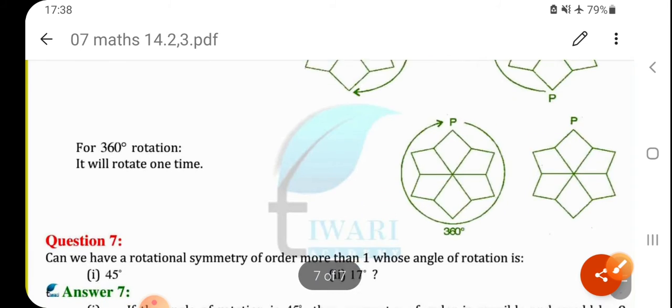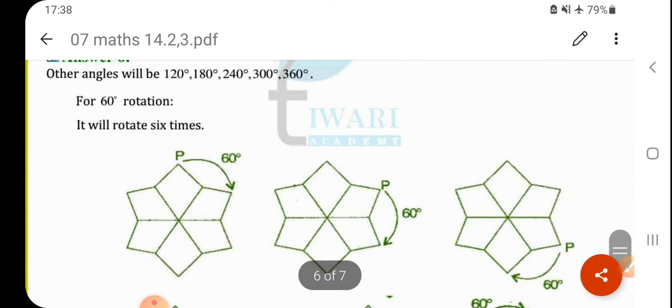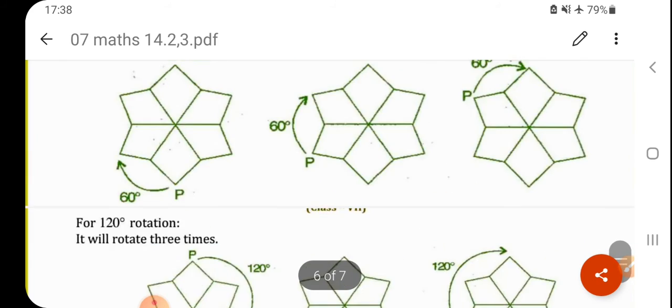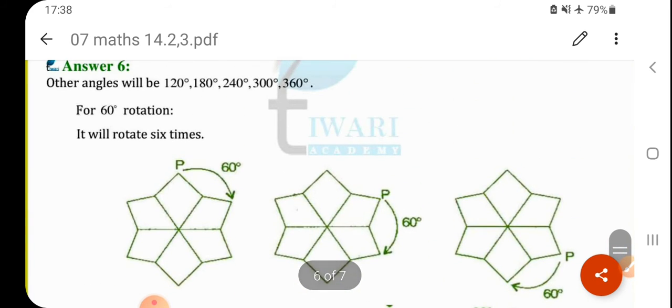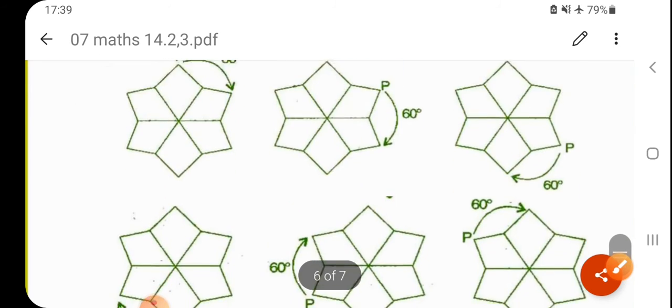Here it's given, you can see. And how many times will it rotate? 60 degrees: 1, 2, 3, 4, 5 and 6. So it will rotate 6 times.